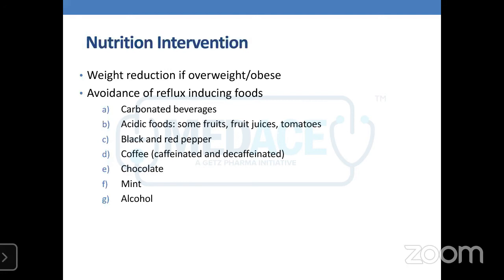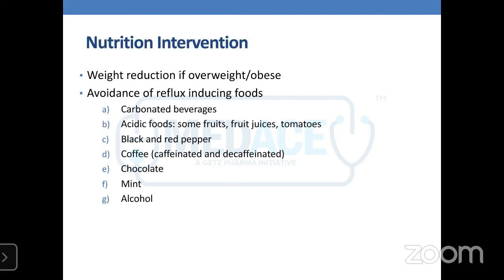Then there are some foods which are documented to have the tendency to trigger reflux events, and avoidance of these foods helps the individual to deal with the symptoms, क्योंकि ये जो है वो आपकी जो symptoms होती हैं उनको alleviate करने में help करते हैं, reduce करने में help करते हैं.